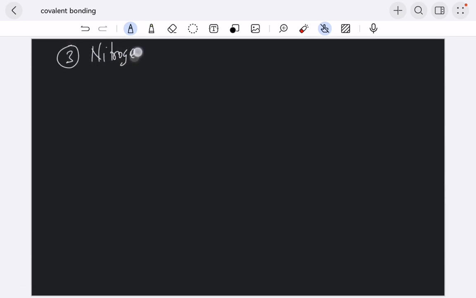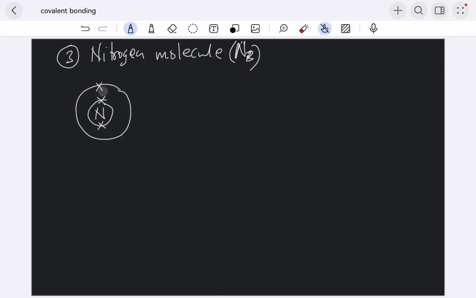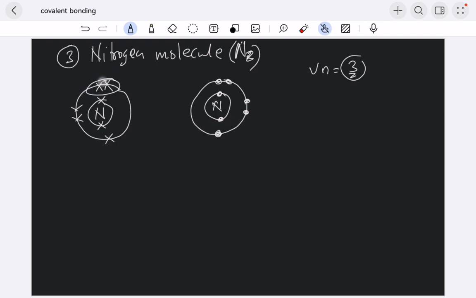Let's look at a nitrogen molecule, which is N2. So one nitrogen is 2,5, and we have another nitrogen there thinking it has those 5. Then how do they become stable? So the valence number for nitrogen is 3, meaning each should share 3. So this one will share those 3, this one will equally share those 3.